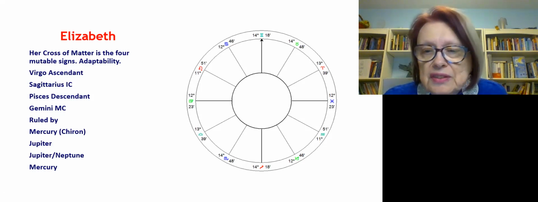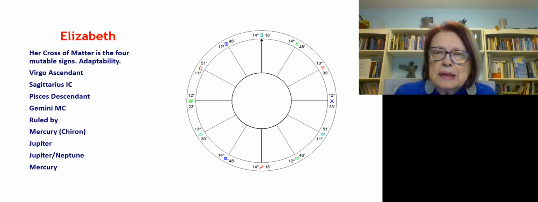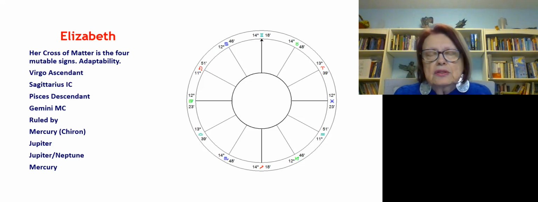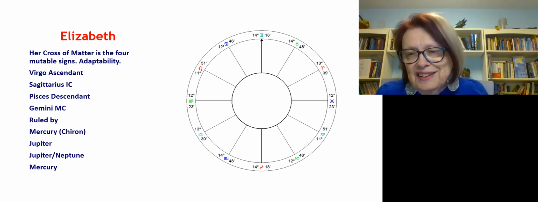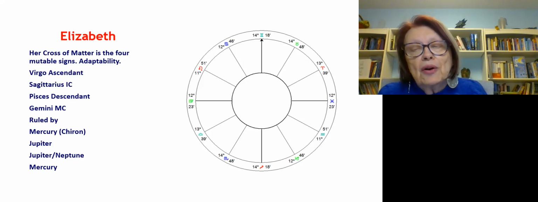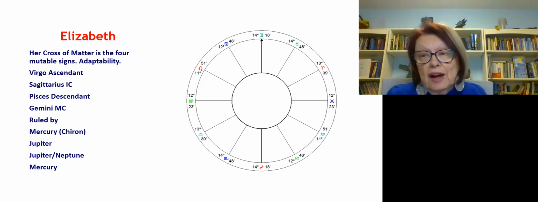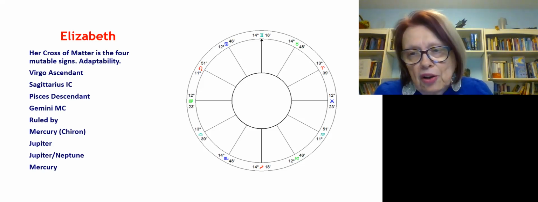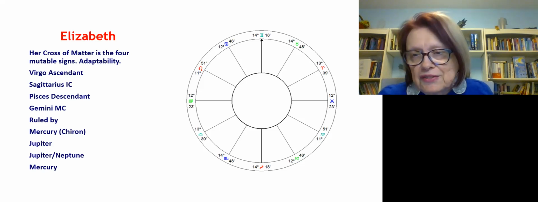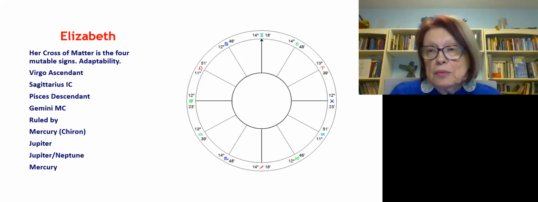Not sure how much you can see of this, but we're just looking at the basic structure for Elizabeth. So it's obvious that the opposite of 12 Virgo is 12 Pisces, and it's interesting because I could not create a wheel that just had the signs on it without the degrees. So this doesn't follow the process I set out. Sometimes technology and I don't get along very well because I'm not patient enough to constantly search for what I'm looking for. So her cross of matter is the 4 immutable signs.